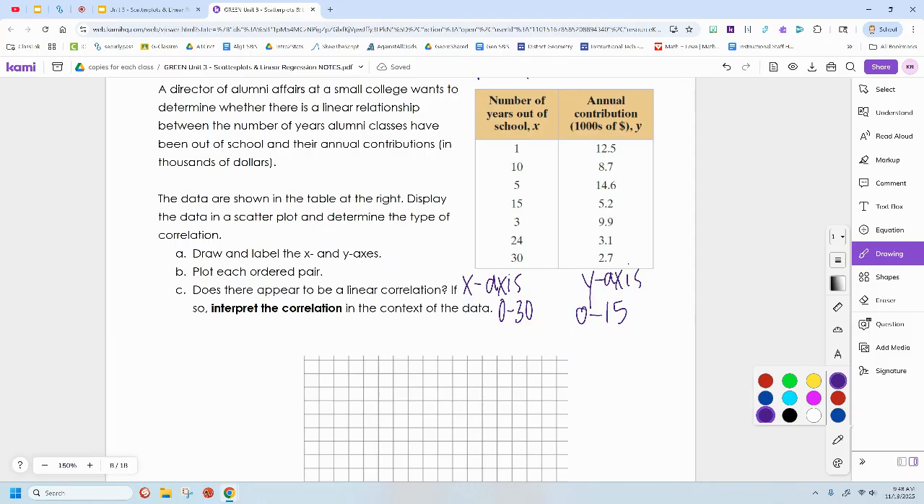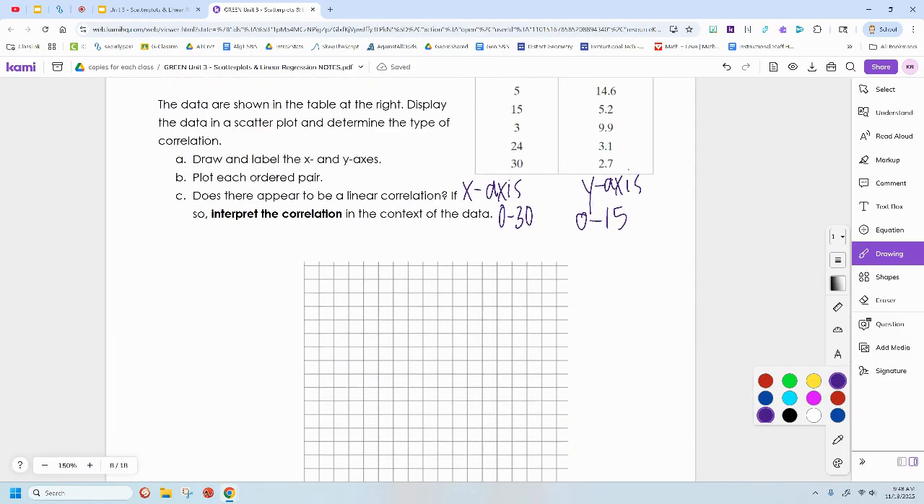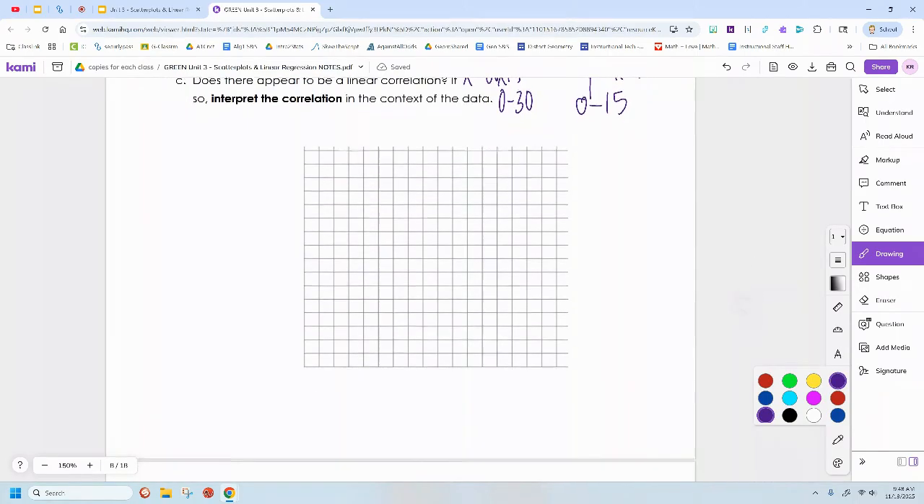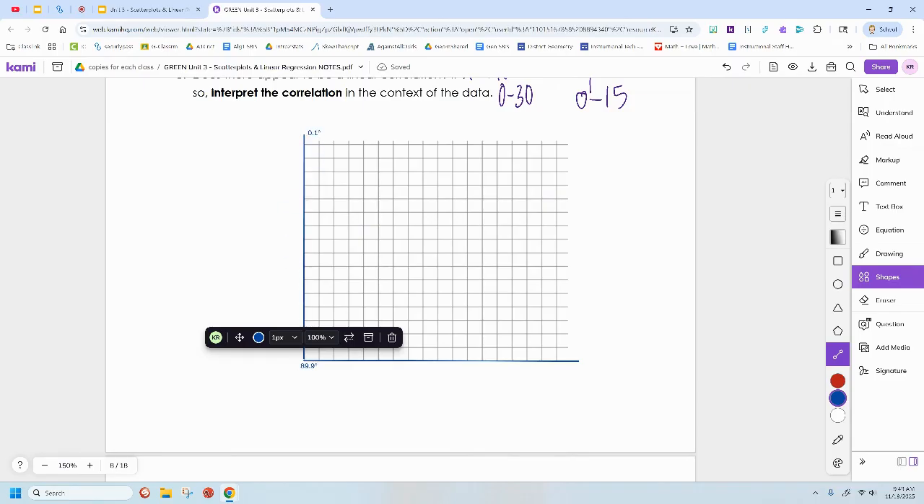All right, so one of the reasons why I asked you to grab a ruler is because you always want to mark off your borders for your grid. Do we need any breaks? Not at all. So what I'm going to do is I'm going to take my straight edge and I'm going to draw in my x-axis. And I'm going to draw in my y-axis. And I got that ready to go.